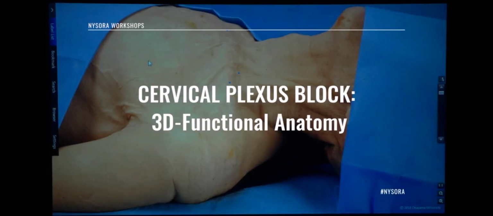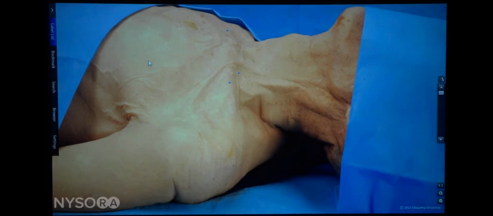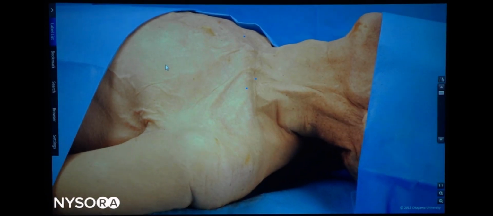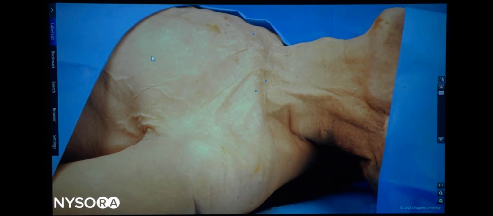Cervical plexus block. The cervical plexus is located on the lateral side of the neck, and now we're going to review the functional regional anesthesia anatomy that is necessary to accomplish the block of the cervical plexus. Let's review the superficial landmarks here.